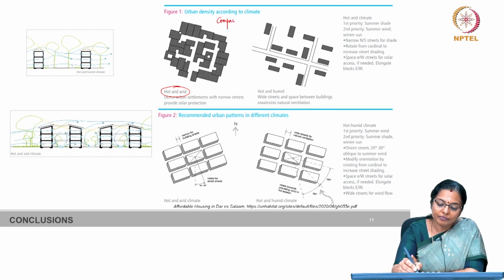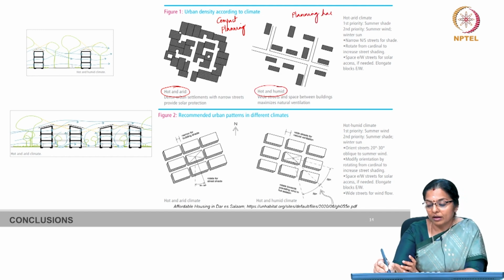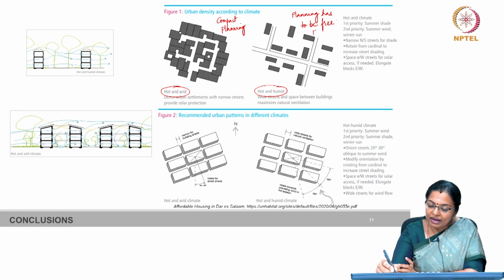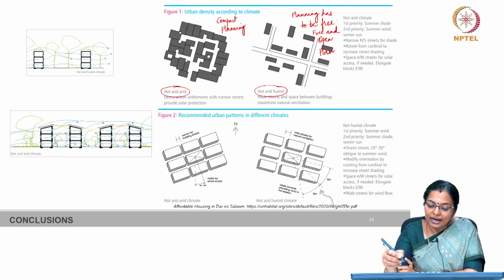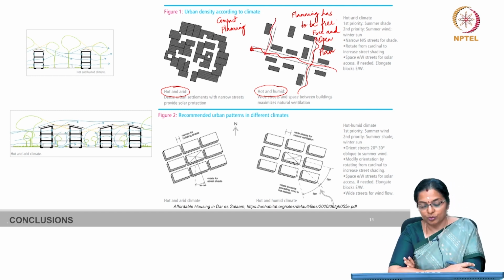compact planning, whereas in hot humid planning has to be free planning. So, we should have free and open plans which are not compact in a hot and humid condition. So, you should not have narrow streets, but you should have streets which facilitate proper ventilation in the hot humid climate, whereas in the hot dry climate it has to be opposite.